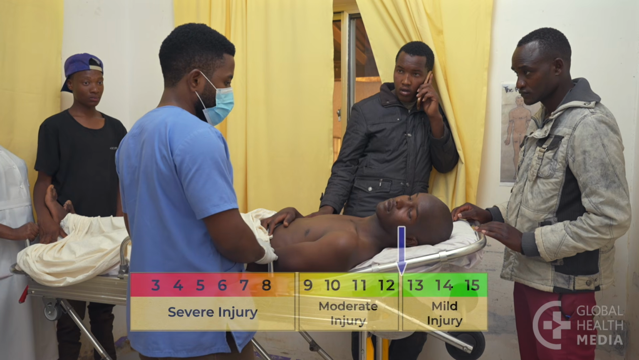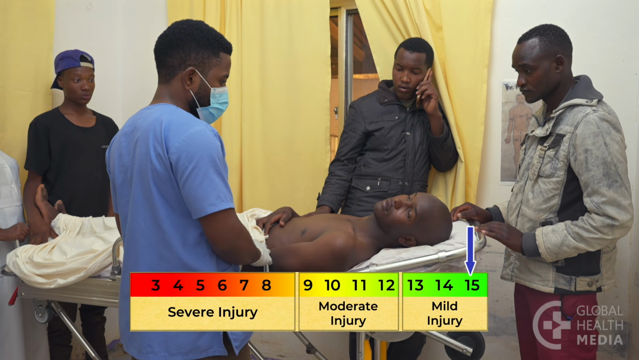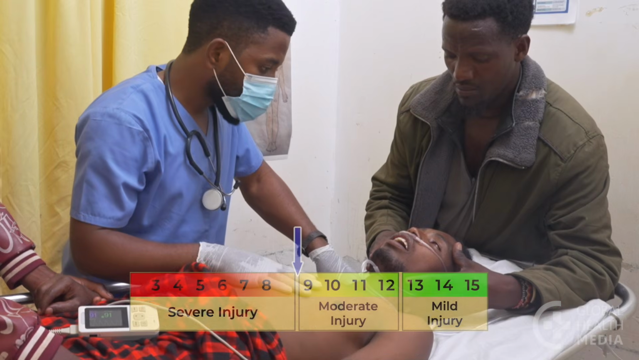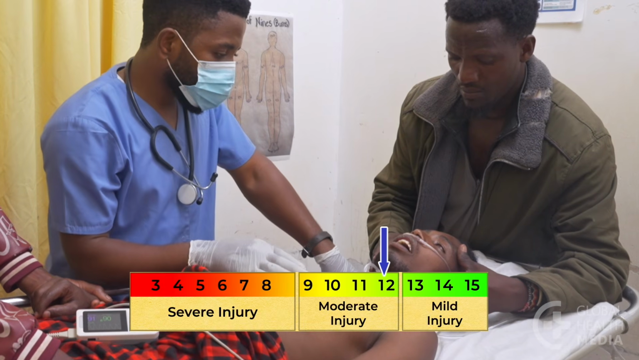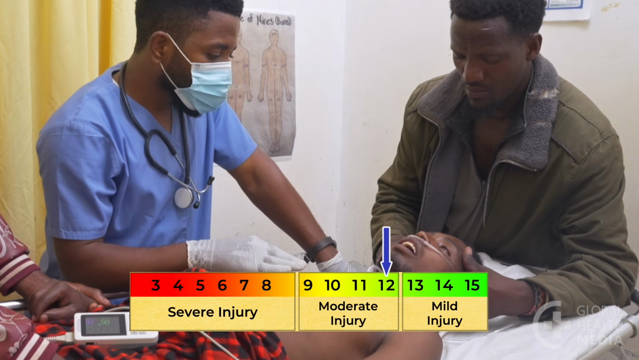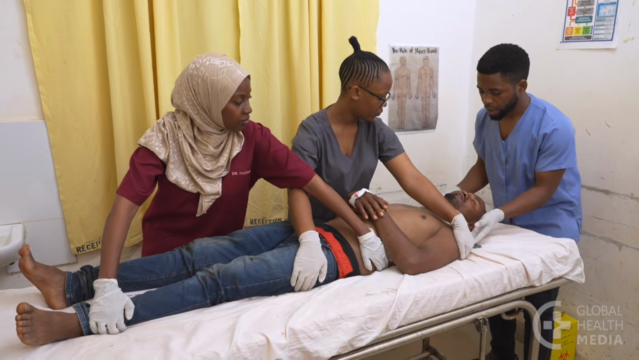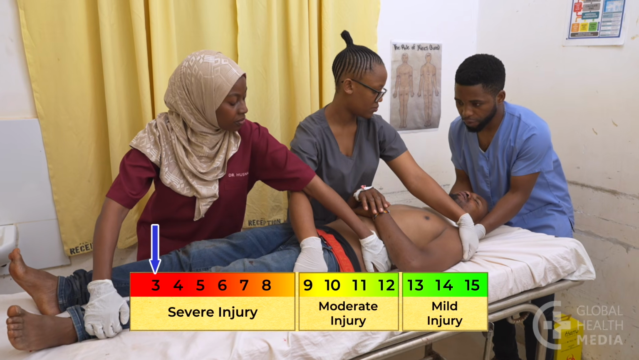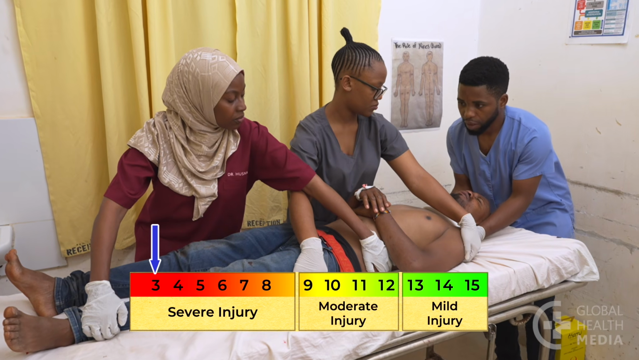A patient with a score of 13 to 15 has a mild injury. A score of 9 to 12 indicates a moderate injury. A patient with a score of 8 or less likely has a severe injury.